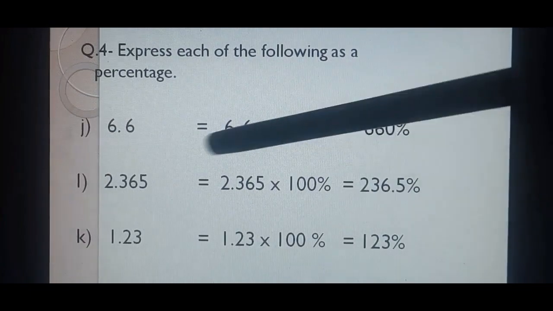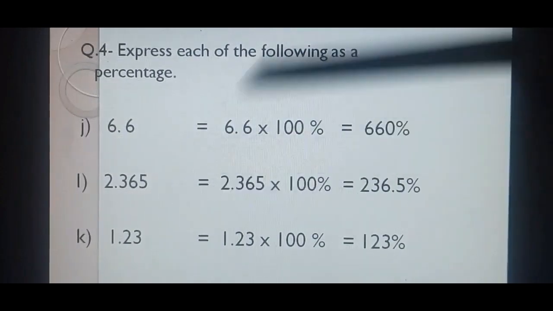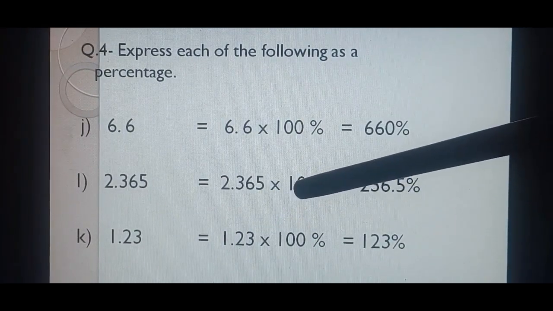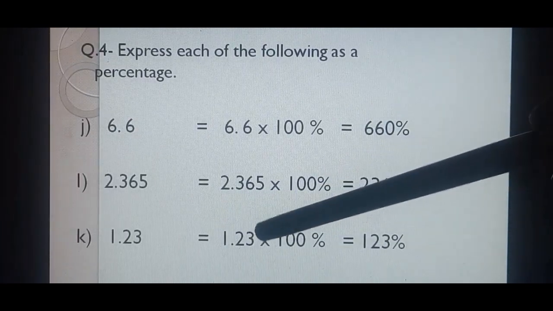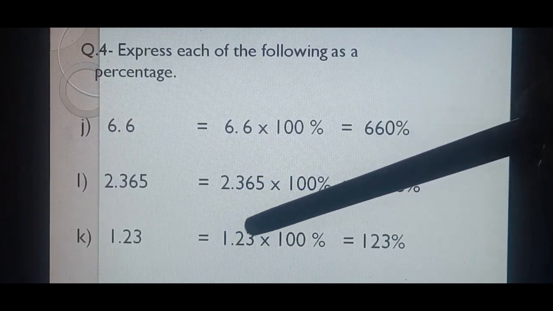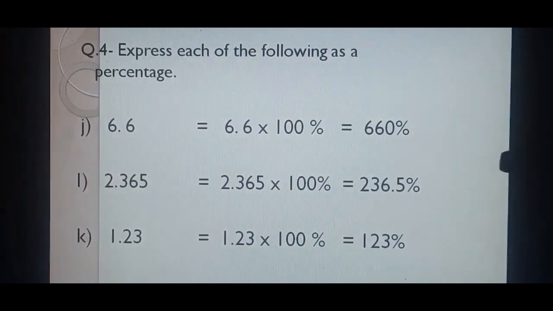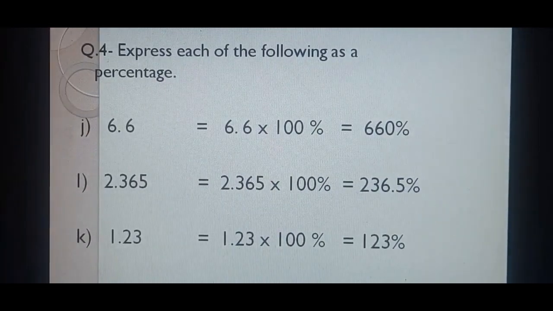Okay. Next. K part is here. 1.23. So 1.23 multiply by 100%. Decimal will shift 2 places to the right side. So the number will become, after shifting decimal 2 places to the right, 123.0% or 123%. Clear?